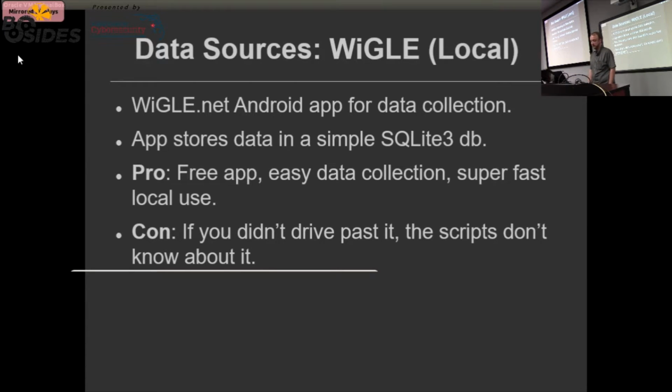The actual app will let you export this stuff in CSV, but if you've ever tried to export a really big database to CSV on a small cell phone, it's not fun. But then I realized there's no real point because it stores all this in a SQLite database, which is way easier to deal with. So the pro: free app, easy to get all this information. If you pull the database, which I have scripts that know how to read, you can do stuff with it really fast. The con: if you didn't drive past it, the script doesn't know about it, and it may or may not be some data that you'd like to believe in.